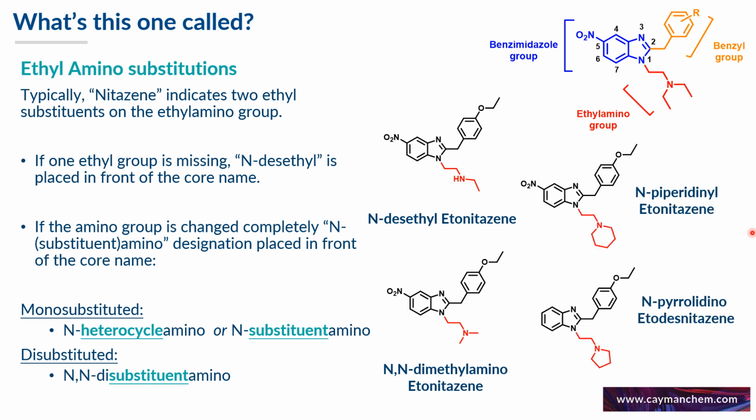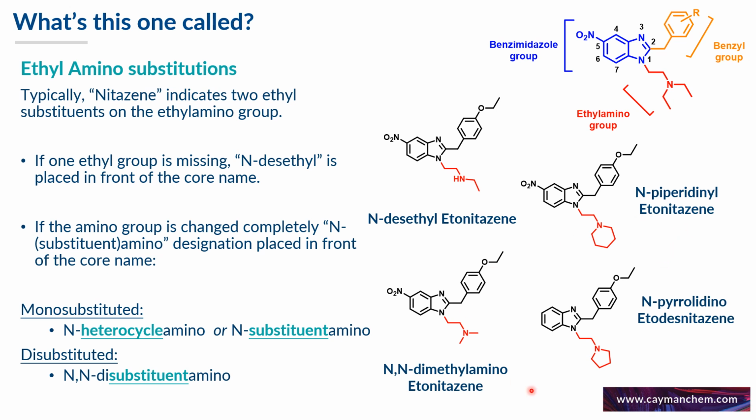When heterocyclic amines are swapped in, we add N-pyrrolidino for pyrrolidino substituted compounds and N-piperidino in front of our core name for 6-membered heterocyclic rings with nitrogen. And there's only one N because the heterocycle is assumed to be connected twice. So one example is this N-piperidino etonitazene with the ethoxy substituent at the benzyl position. Again, the nitro group is located on the benzimidazole, and then we have the N-piperidine, so we have N-piperidino etonitazene.